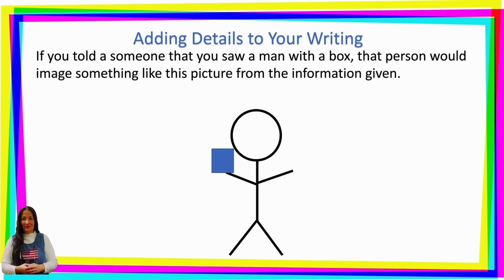If you told someone that you saw a man with a box, that person would imagine something like this picture from the information given. You see just a stick figure with a blue box, not very detailed, tells you nothing about the person and nothing about the box.